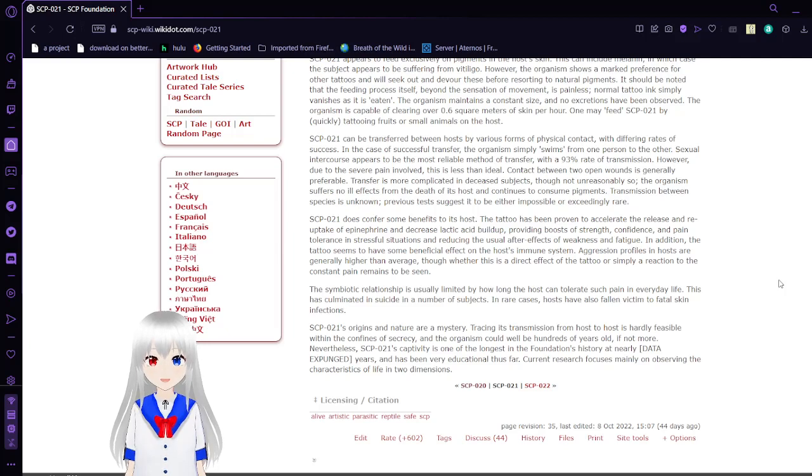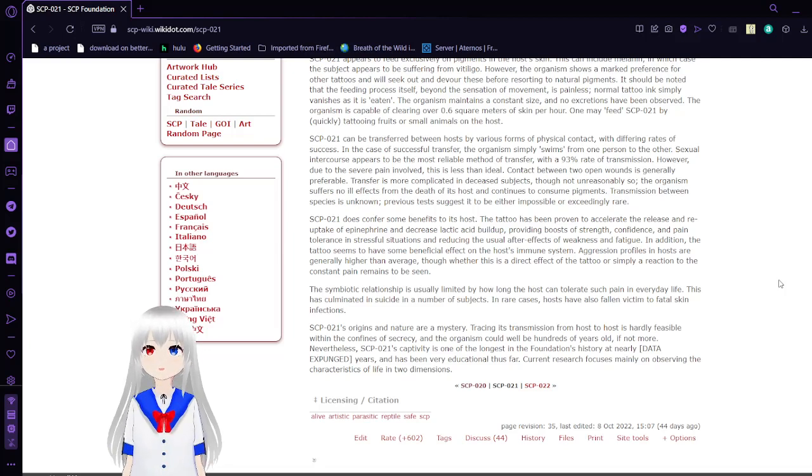SCP-21's origins and nature are a mystery. Tracing its transmission from host to host is hardly feasible within the confines of secrecy, and the organism could well be hundreds of years old, if not more. Nevertheless, SCP-21's captivity is one of the longest in the Foundation's history at nearly [data expunged] years, and has been very educational thus far. Current research focuses mainly on observing the characteristics of life in two dimensions.